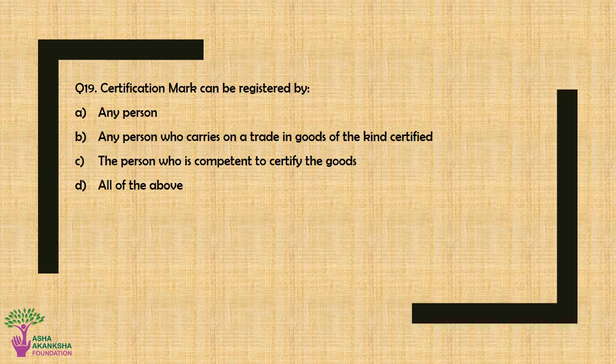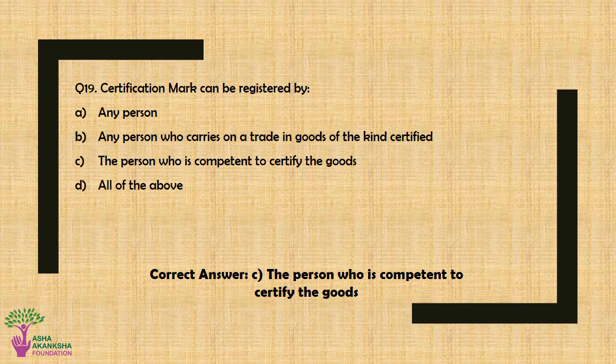Question number 19. Certification mark can be registered by option A, any person. Option B, any person who carries on a trade in goods of the kind certified. Option C, the person who is competent to certify the goods. Or option D, all of the above. The correct answer for this question is option C, the person who is competent to certify the goods.